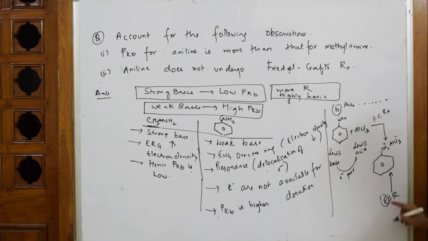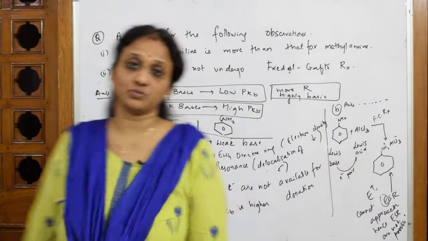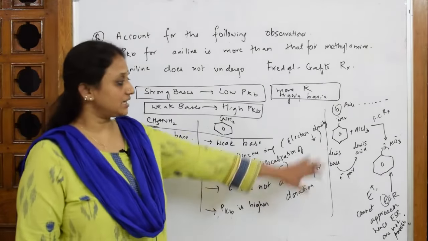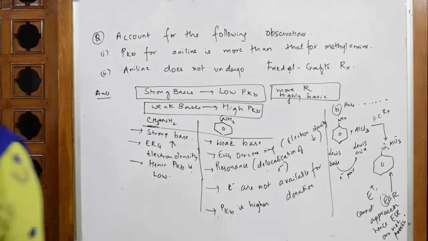So the electrophile does not approach the salt. It cannot. Already it is electron deficient here. So the electrophile cannot approach. Hence, electrophilic substitution reactions are not possible. That's a simple question, and the way you explain is important. How much of a concept you know, writing it on the paper is important.